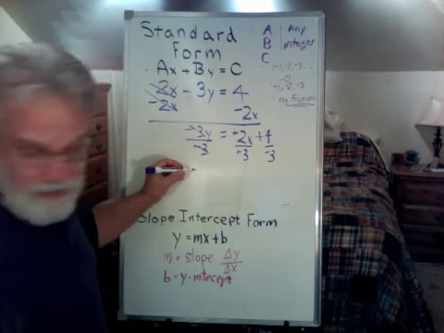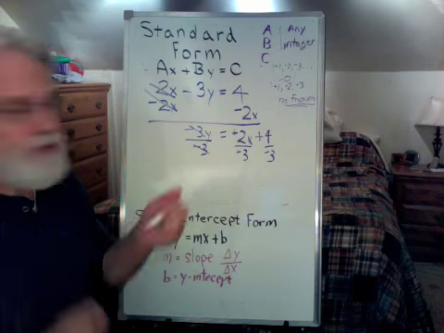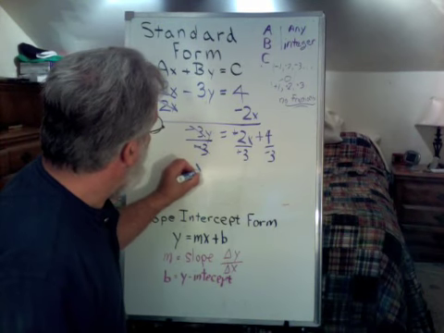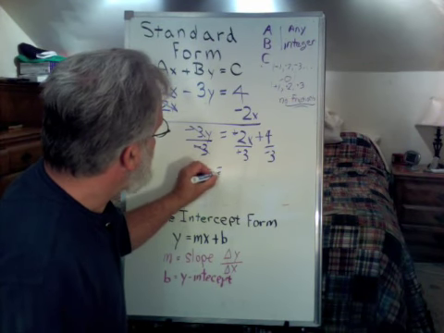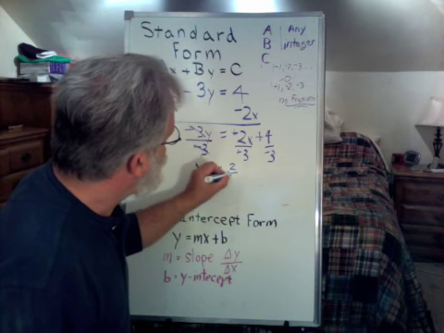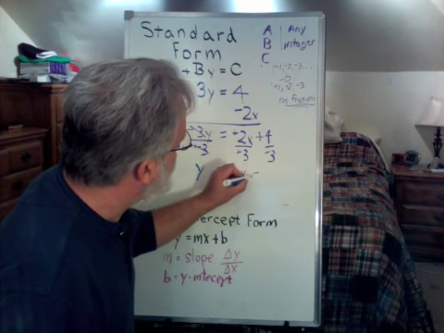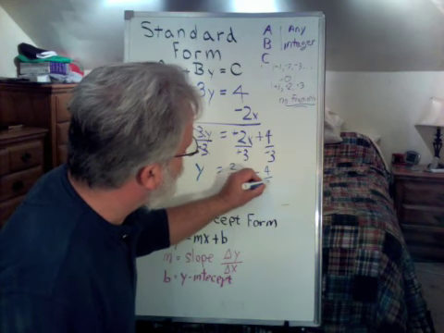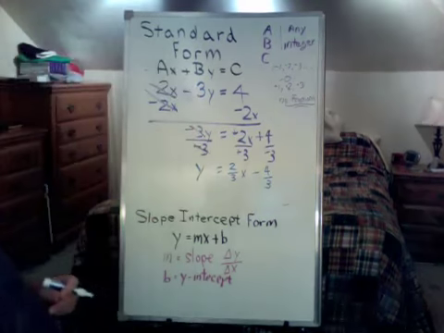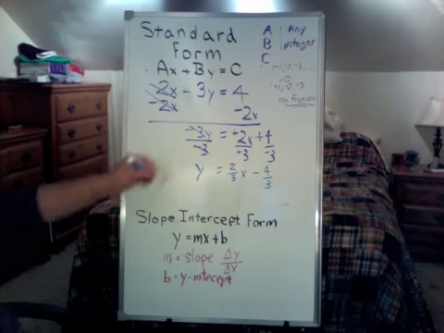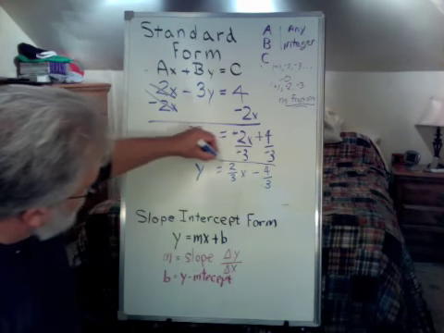All right, what do I have left? Well, what's left is y equals 2/3 x minus 4/3. All right. And there's your answer to this problem.